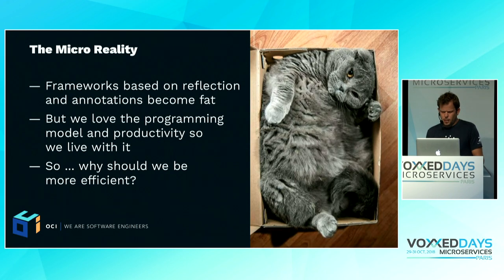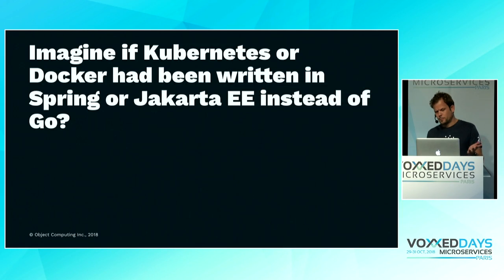So a question I tend to ask people is, imagine if Kubernetes or Docker had been written in Spring or Jakarta EE instead of Go. Both Kubernetes and Docker are essentially a collection of microservices, and you run them on your desktop, and your machine doesn't explode. If either of those had been written in Spring or Jakarta EE, we would all need supercomputers for laptops to run them. Obviously, there are other reasons for choosing Go, the systems programming features and so forth. Absolutely, I agree with those.